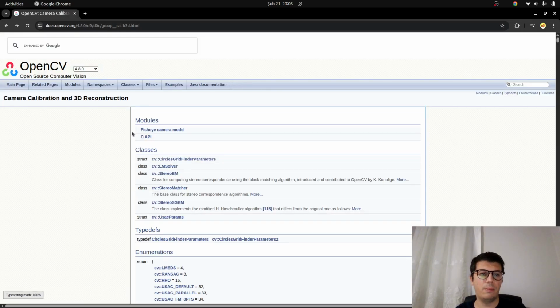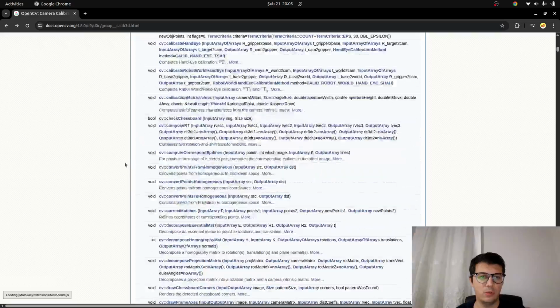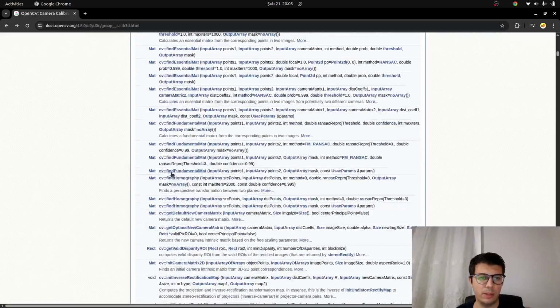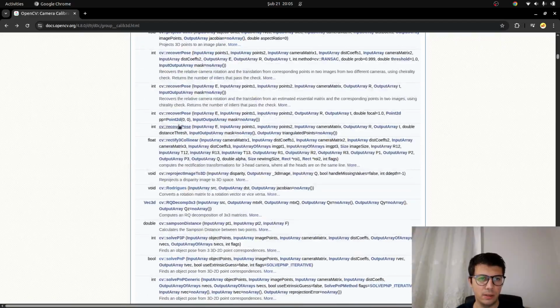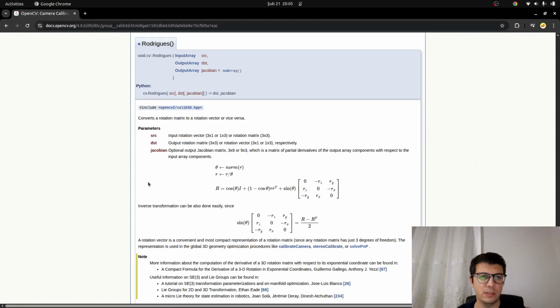Hi everyone, welcome back. We continue on this calibration module list, and today we are going to learn about a new function, which is this one, Rodrigues. Actually, this function is just a geometrical operation, maybe I can say. It's just converting a rotation matrix into a rotation vector, or a rotation vector into a rotation matrix.